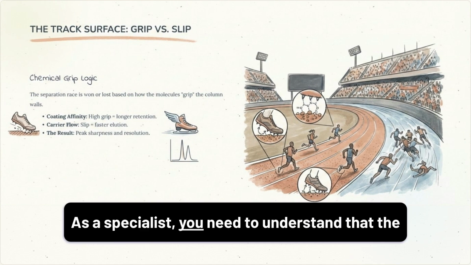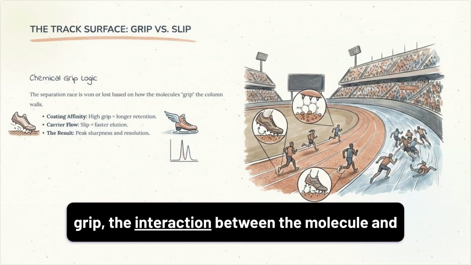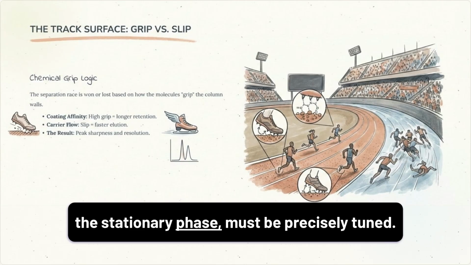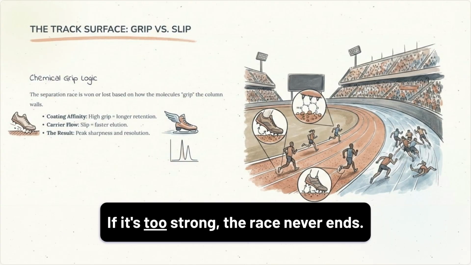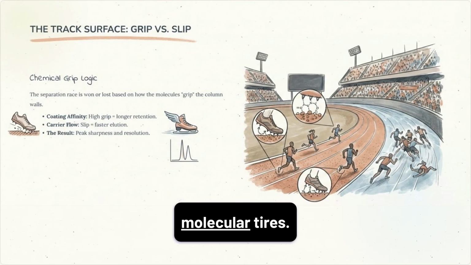As a specialist, you need to understand that the grip, the interaction between the molecule and the stationary phase, must be precisely tuned. If the grip is too weak, everyone crosses the line at once, coelution. If it's too strong, the race never ends. We must choose the right surface for our molecular tires.